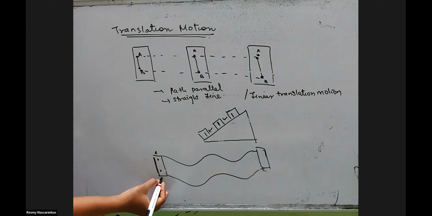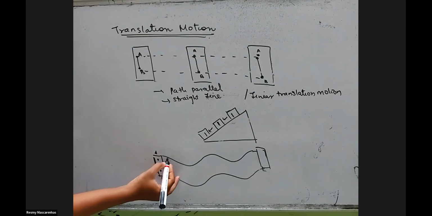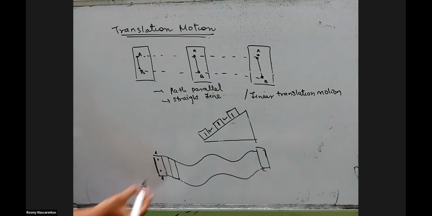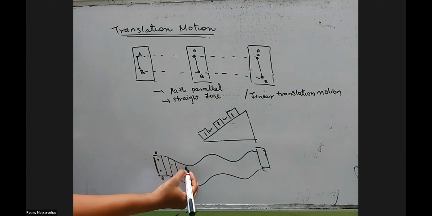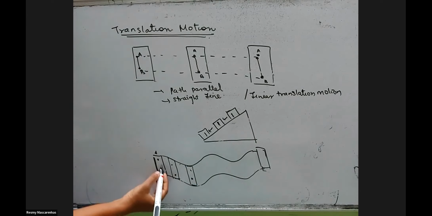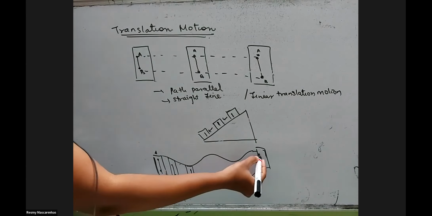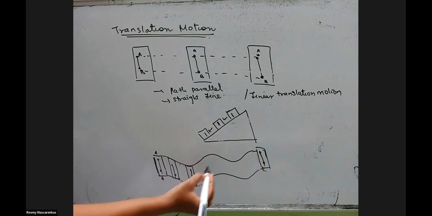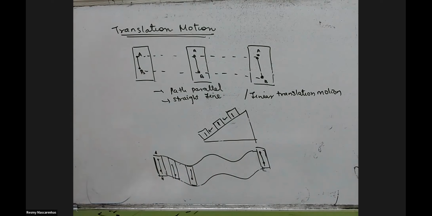A and B. Here also it has reached. Suppose A and B. Consider it had reached here. Then it would be A and B. No matter what, this is parallel. Okay, but what is happening? It is not a straight line. It is a translation motion only because the distance between A and B is not changing. Okay, so this is a curve.